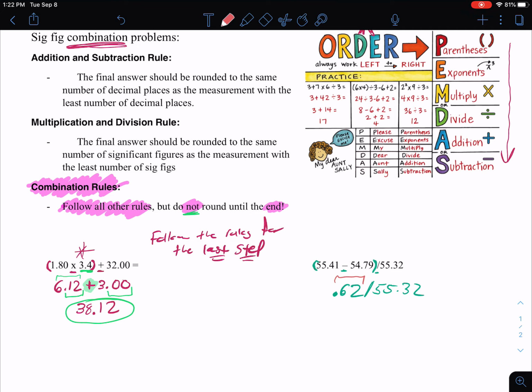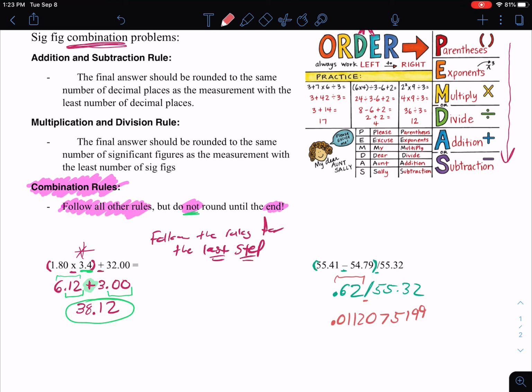We have to do this division first. So when you plug this in to the calculator and take 0.62 divided by 55.32, you get an answer of 0.011207519. That's a really big number.